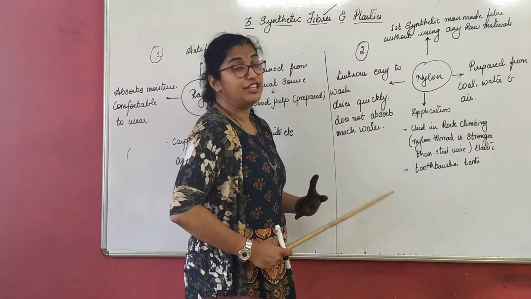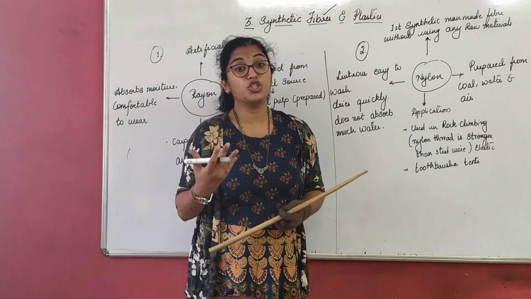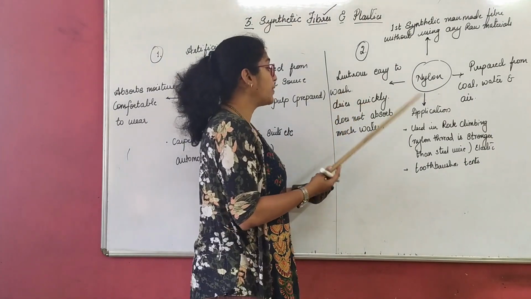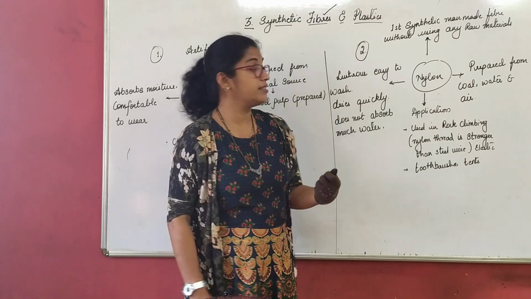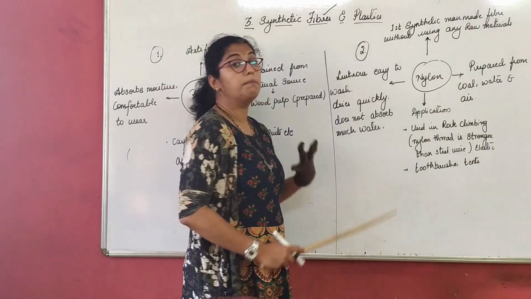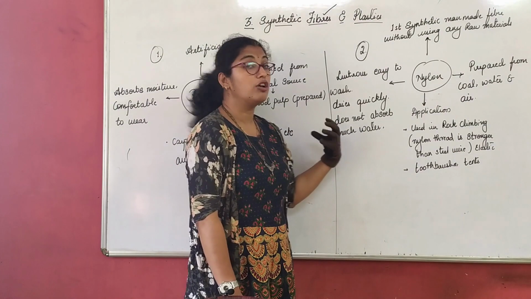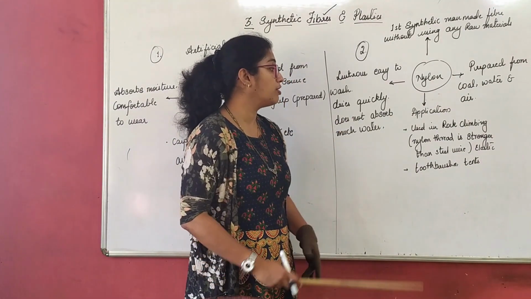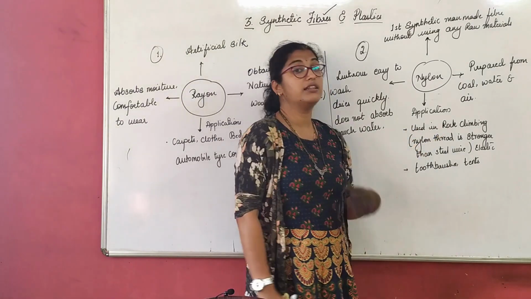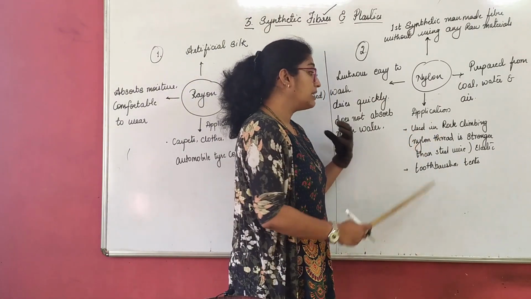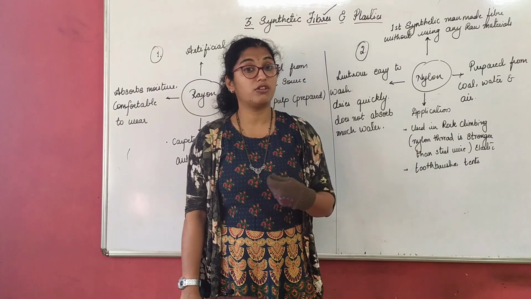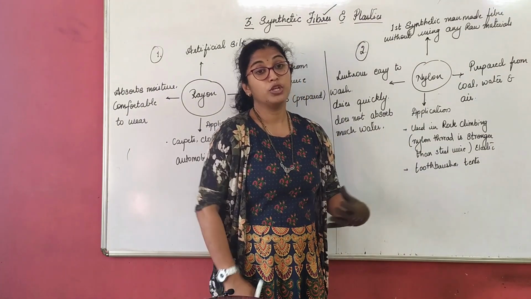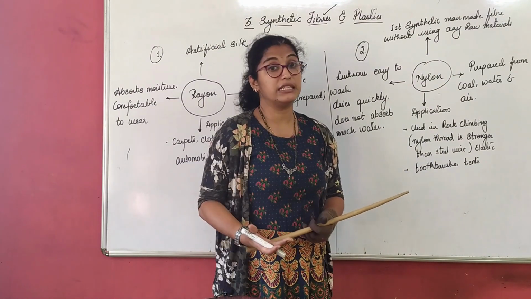Then, what are the features? It is lustrous. Lustrous means it gives a good shine. Easy to wash, dries quickly, that means it is water resistant, does not absorb much water, right? It is also elastic in nature. Now the main application of nylon is in rock climbing. Why? Because the nylon thread used in rock climbing is much stronger than a steel wire. So the strength is much better than a steel wire.